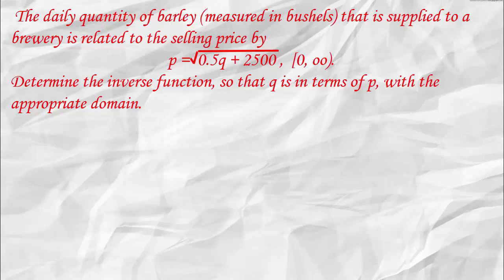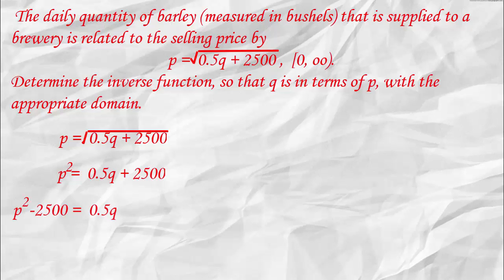In other words, we will determine the inverse function. We will also need to state the appropriate domain. Beginning with the function P in terms of Q, we need to get rid of the square root, so we will square both sides. Then we'll subtract 2500 from both sides because our goal is to get Q by itself. Dividing both sides by 0.5, we get Q equals 2P squared minus 5000.